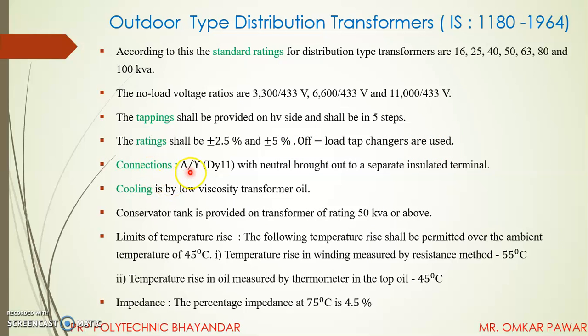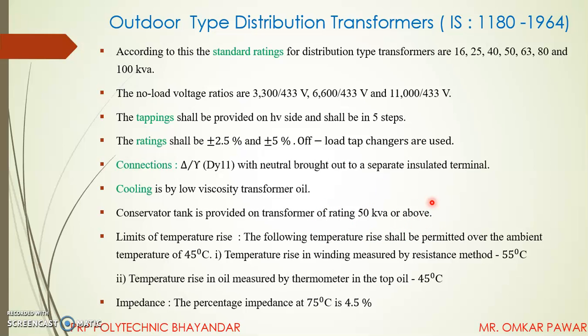Connections delta star are preferred, with the neutral brought out to a separate insulated terminal. As it is a distribution transformer, we require a three-phase four-wire system. Cooling is by low viscosity transformer oil. For cooling purposes, we use transformer oil. And a conservator tank is also provided on transformers having a capacity of 50 kVA or above.